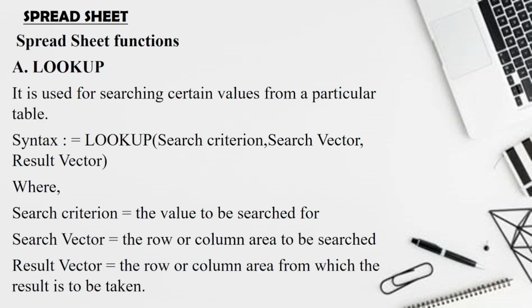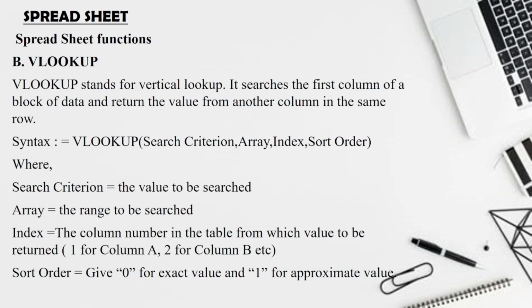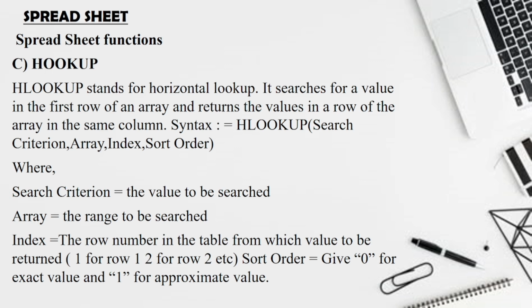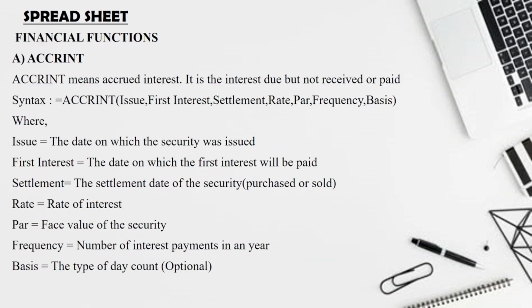Spreadsheet lookup functions include LOOKUP. It is used for searching certain values from a particular table. Remember, for searching certain values. LOOKUP. VLOOKUP, vertical lookup, is the expansion. It searches the first column of a block of data and returns the value from another column. Then HLOOKUP stands for horizontal lookup. It searches for a value in the row of an array and returns the value in a row of the array in the same column. And financial functions are related to commerce.